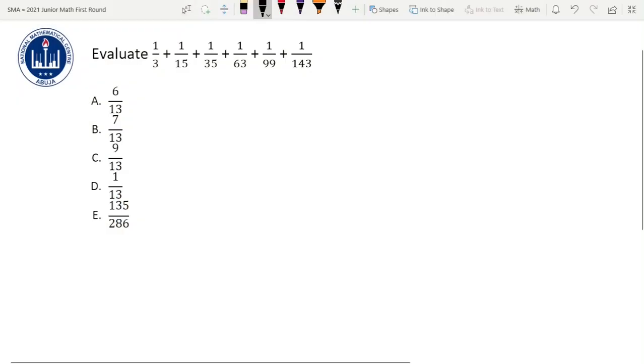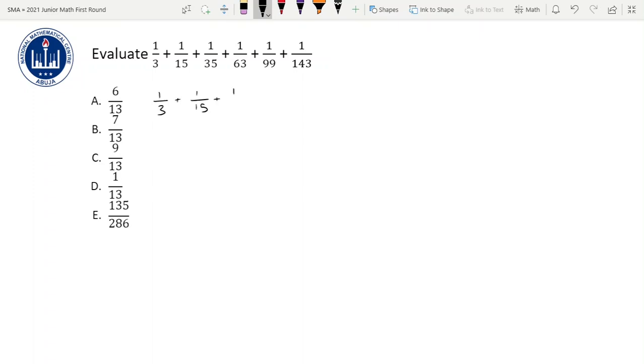In this video, we'll be solving question 6 of the 2021 Junior Mathematics Olympiad first round. We're asked to find the sum 1 over 3 plus 1 over 15 plus 1 over 35 plus 1 over 63 plus 1 over 99 plus 1 over 143. Let me just write that down here, so we have the sum whose value we need to find.